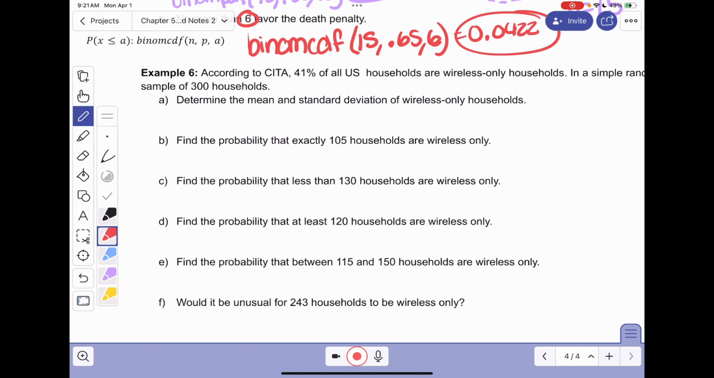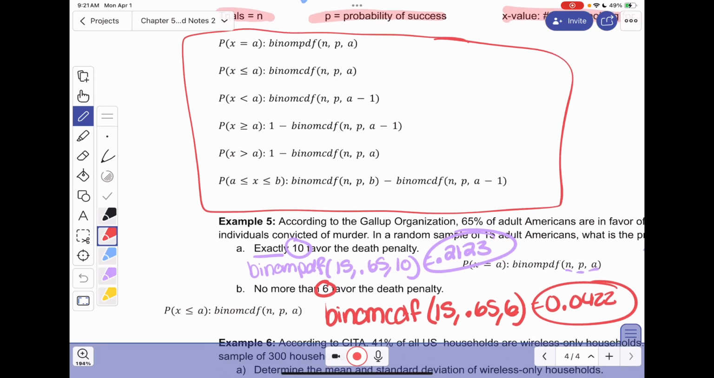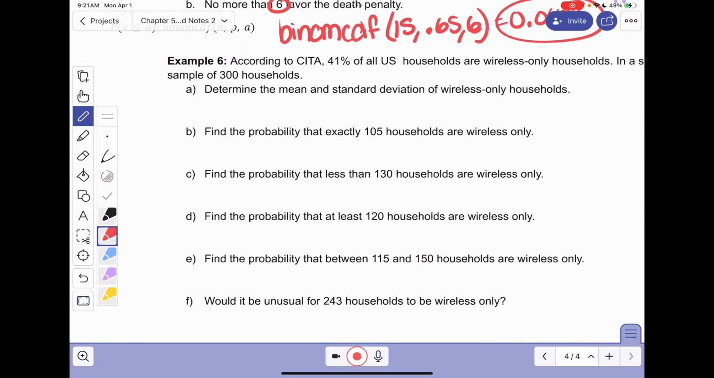This, A through F, goes through all of the possibilities. So watch the ones that you need. Feel free to go back up here and check it. Pause the video and try it once you feel ready to try it.